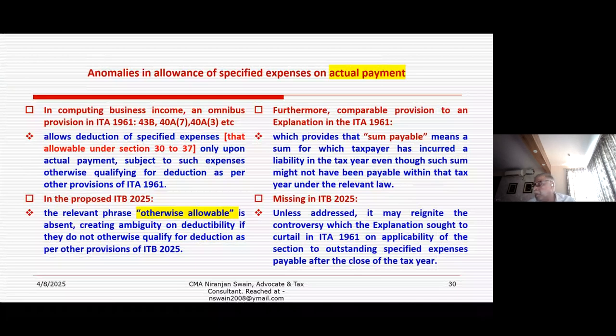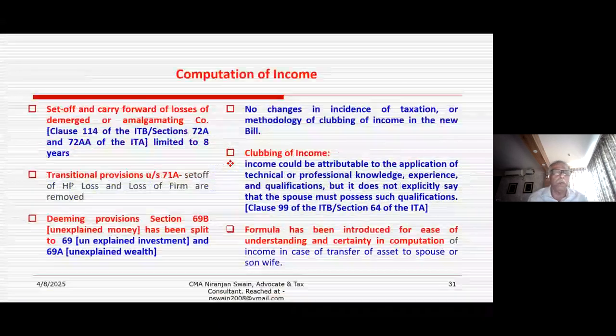What is the meaning of payable? Payable means it is already incurred, but you have not paid. So it must be payable by 31st March, but if paid subsequently by the due date, then it will be allowable expenditure. So these types of words are missing, which really creates the ambiguity. Actually, to my understanding, we also proposed certain changes to the department.